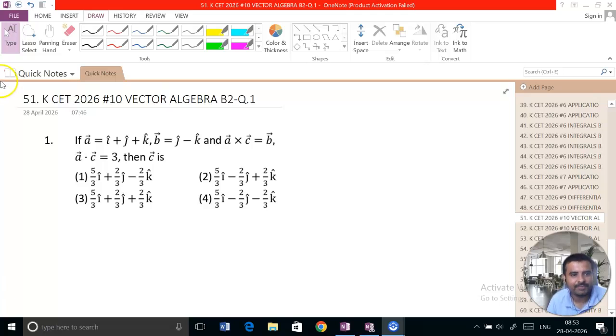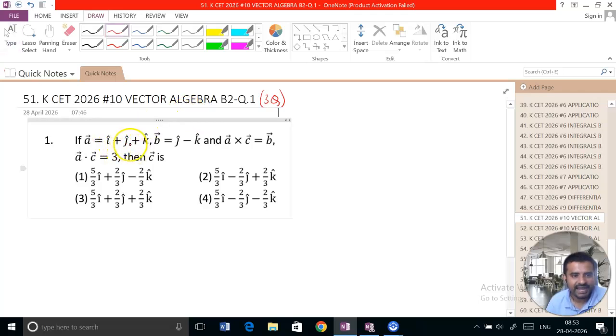So in this session, I am going to cover the questions based on vector algebra and three-dimensional geometry of your second year PUC. This year, they gave three questions from vector algebra. So let us move on to the first question. This is question paper version code B2, question number 1.